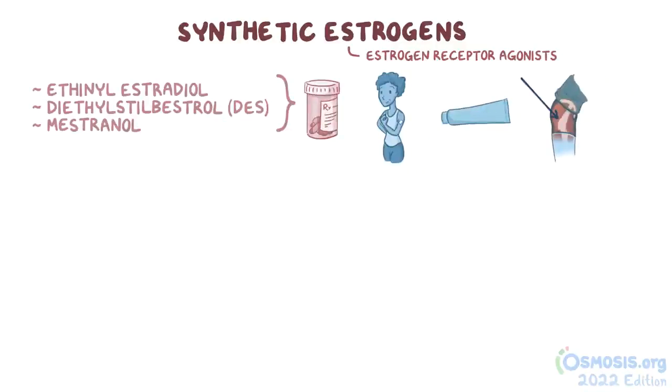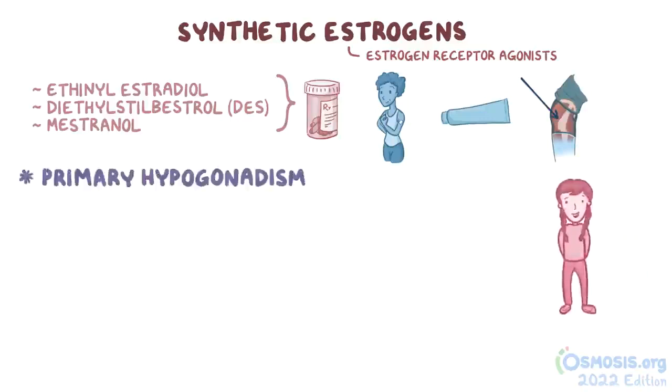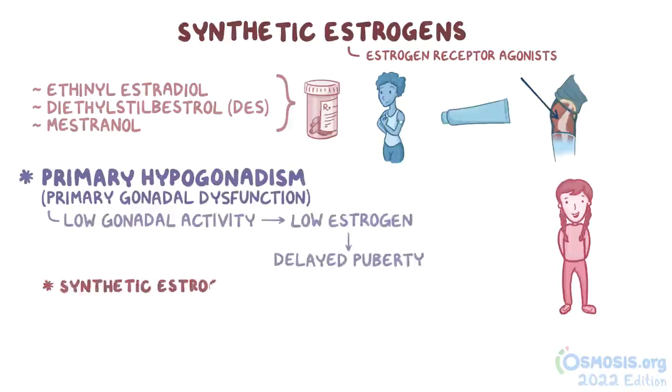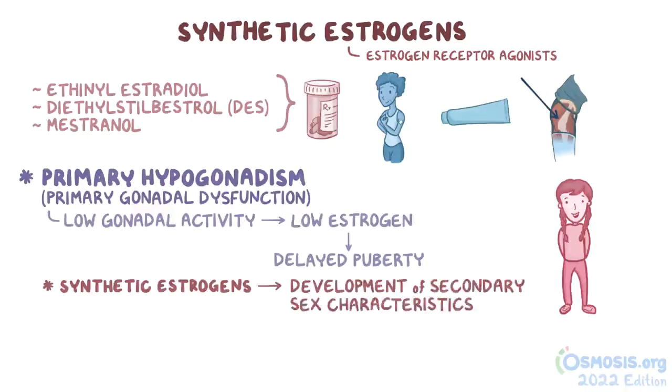Okay, now synthetic estrogens have various indications. First, they are used for primary hypogonadism, or primary gonadal dysfunction, in which low gonadal activity leads to low levels of estrogen in the body, resulting in delayed puberty or delayed sexual maturation. So synthetic estrogens can stimulate the development of secondary sexual characteristics and accelerate growth. Now, when estrogens are given in girls with hypogonadism, if the dose is not adjusted carefully, they can cause premature closure of the epiphyses of the long bones, resulting in short stature.